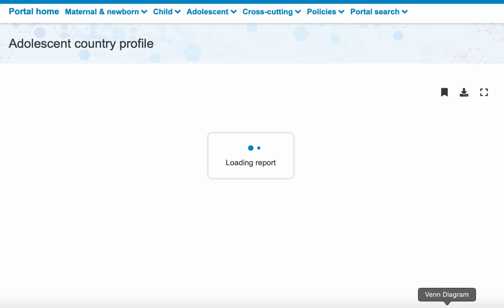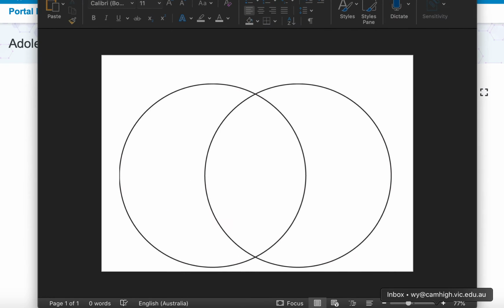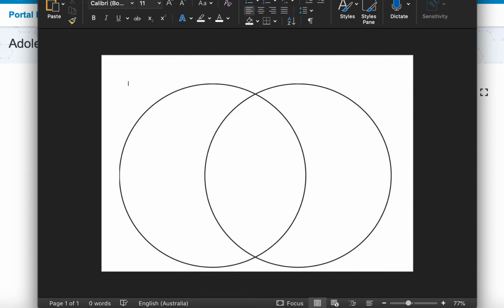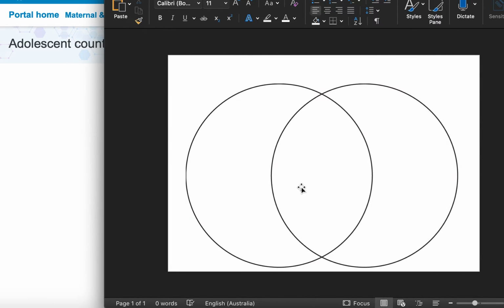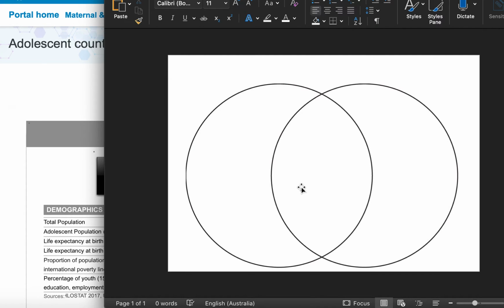Might just open up the Venn diagram while we wait here and come back to this. The task that you're going to be having to complete is a Venn diagram. And in this Venn diagram, and hopefully you know how to use a Venn diagram. Now I can see that website's loaded. I'll go back to it in a moment.